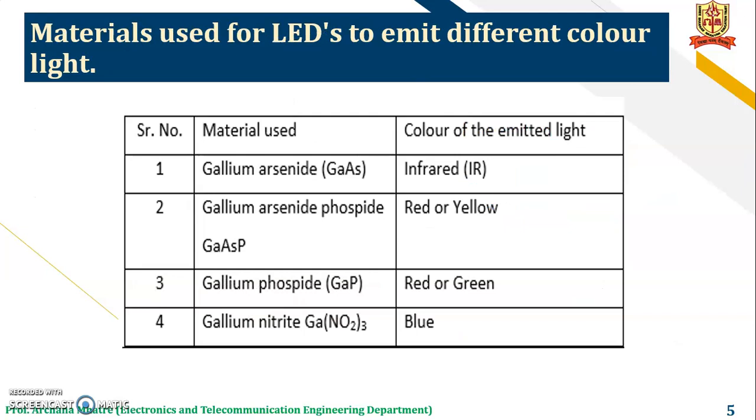Now, the materials used for LEDs to emit different color light. When gallium arsenide is used, the color of emitted light is infrared. When gallium arsenide phosphide is used, then the color of light is red or yellow. When gallium phosphide is used, then the color is red or green. When gallium nitride is used, then the color is blue.